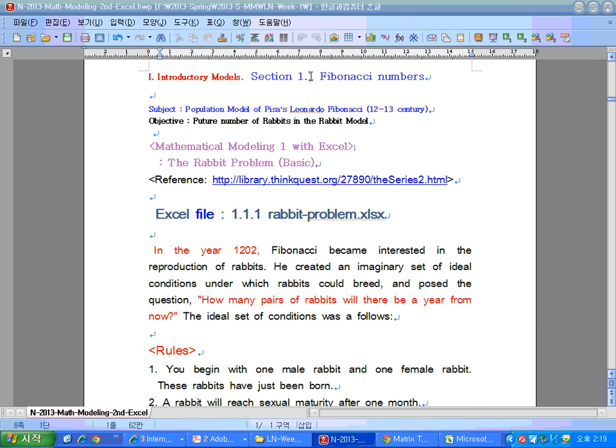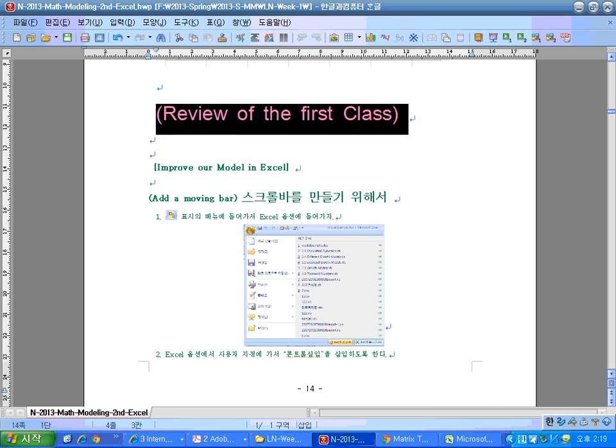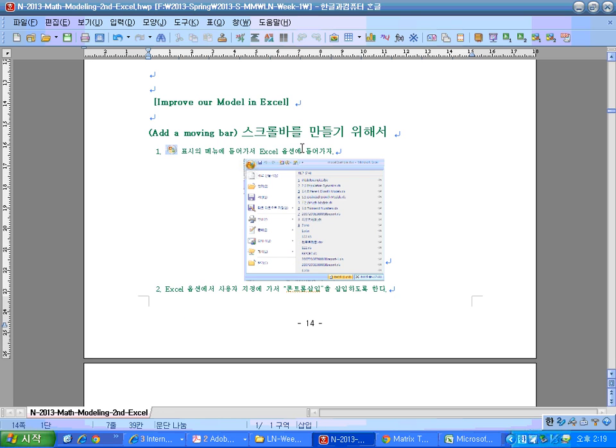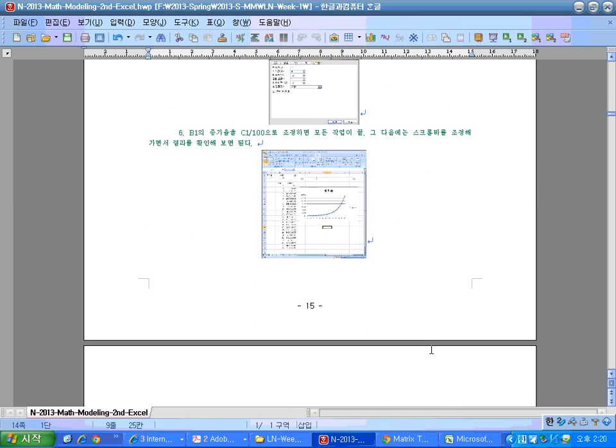So we have covered this basic model of the Fibonacci sequence. Now we start. We have reviewed the first class. We can improve this model, this spreadsheet. The first step to do so is adding a scroll bar, so we don't have to type everything. We can just move the number bar to make the changes.